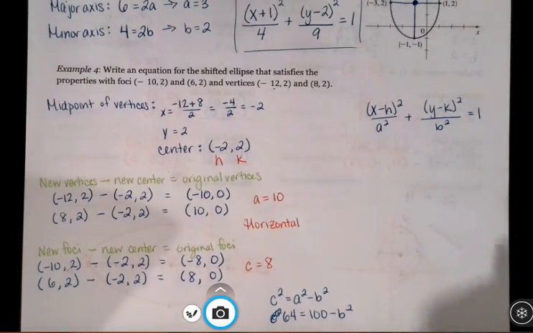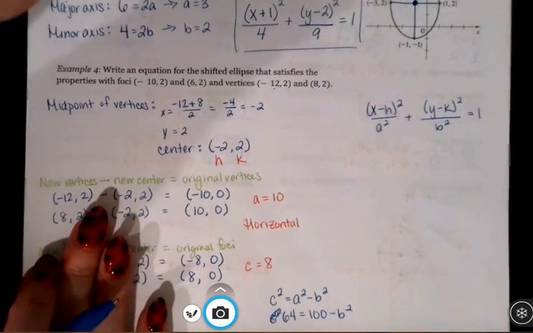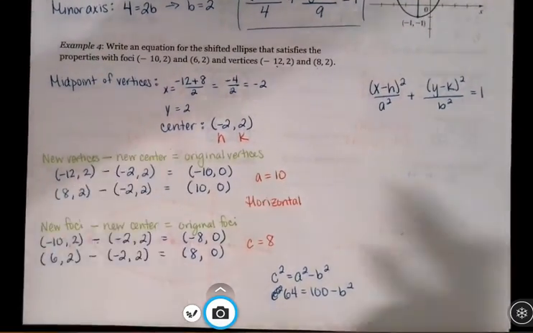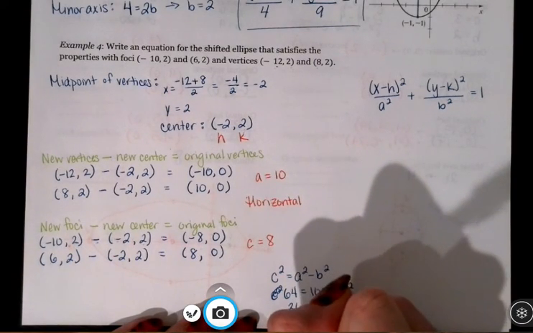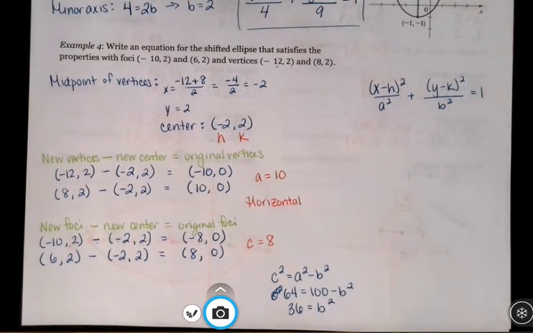So I end up getting, I'm going to scoot it up a little bit so you can see, 36 equals b squared. I did skip a couple steps. I end up getting a negative 36 equals a negative b squared, so I divide both sides by negative 1. So I get 36 for b squared. Now I have enough to write my final equation.